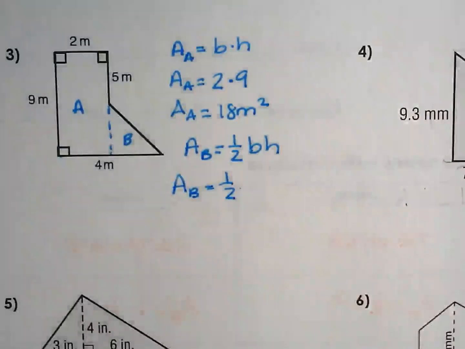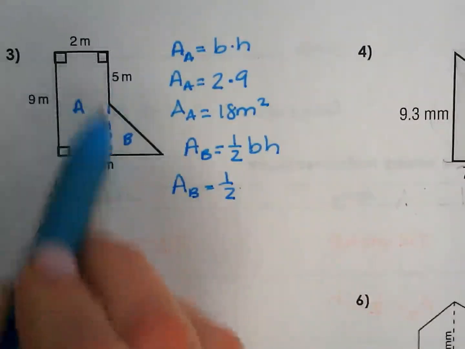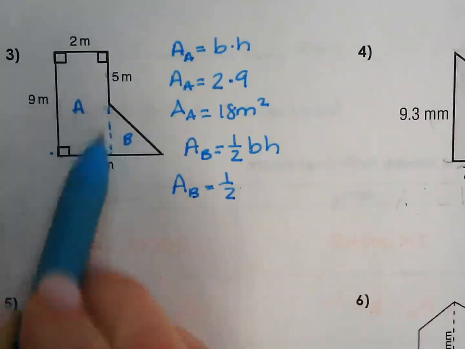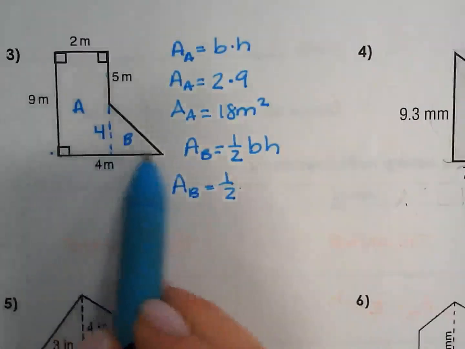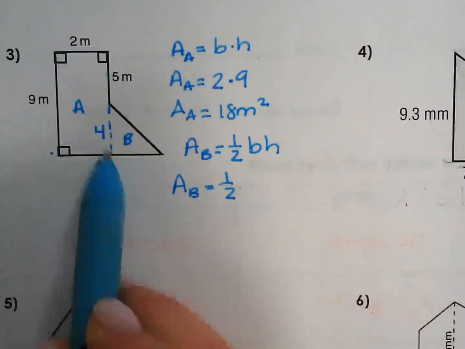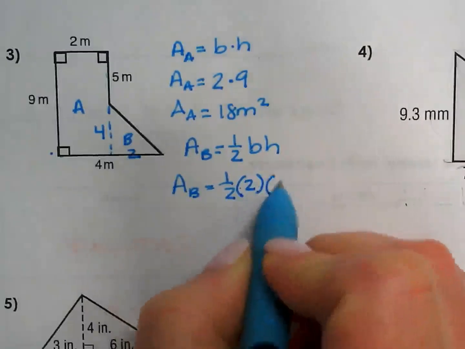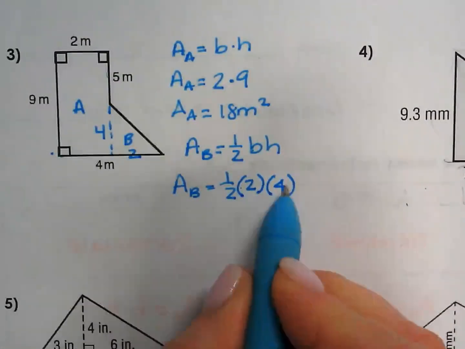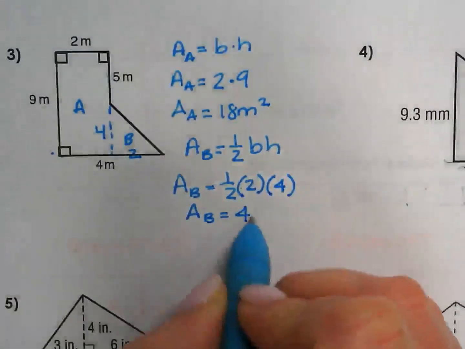Now we got to figure all this stuff out. So if this entire side is 9 meters, right, because it's the same as this one, and this part of it is 5, how much would be left over here? That would make 4, okay? And if this entire side is 4, and this part of it right here is 2, that leaves 2 for this one. So the base is 2, and the height is 4. Half of 2 is 1, times 4 is 4. So the area of B is 4 meters squared.